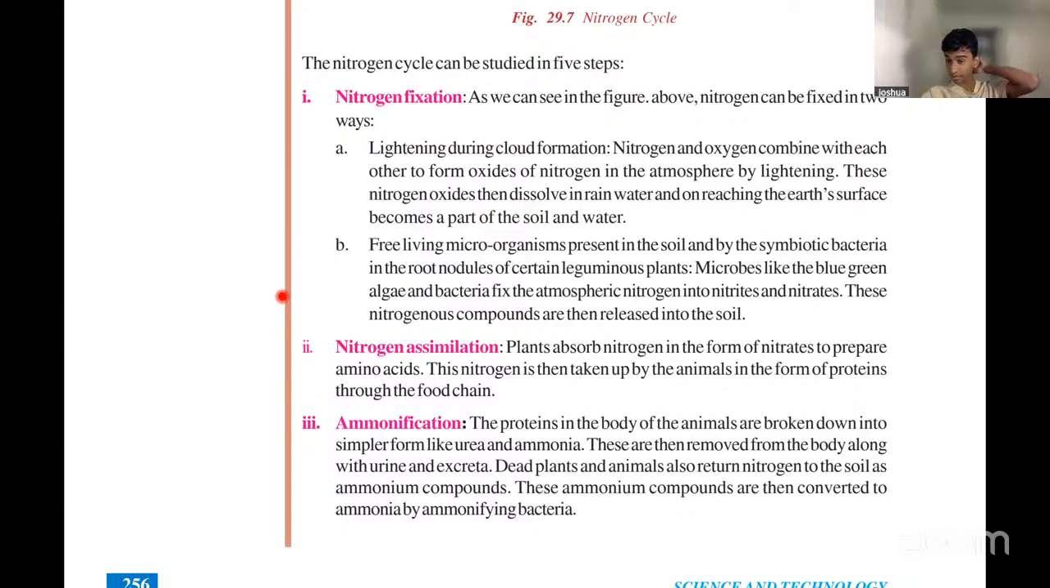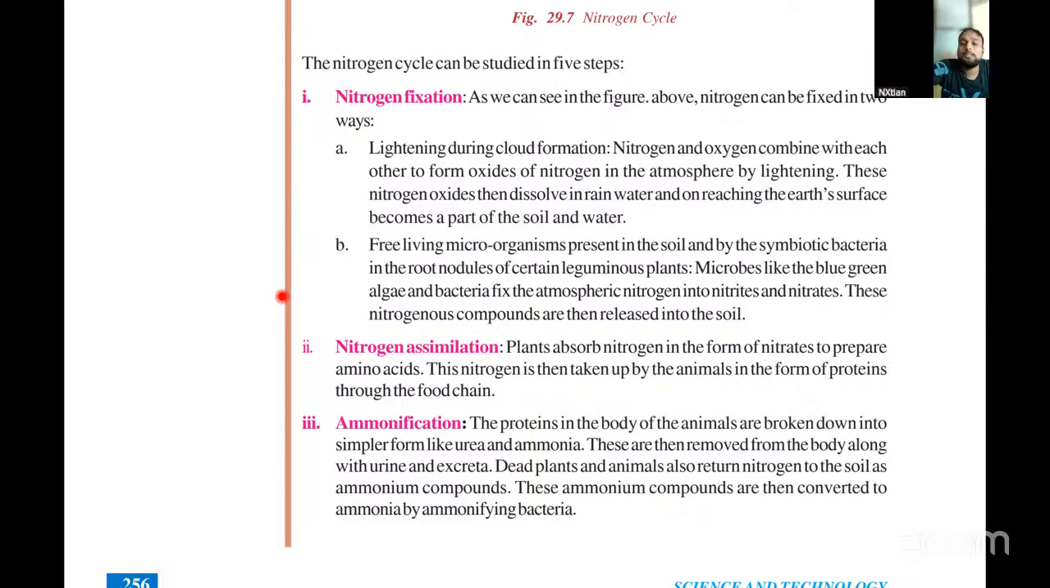Sir, in the exam, do you have to draw the carbon cycle diagram or the nitrogen cycle? If the question is like that, then draw the carbon cycle and explain it well. If the question comes, what do you mean by nitrogen cycle? And if it is a 5 marks question, you have to draw the cycle also and you have to explain it. Both things.